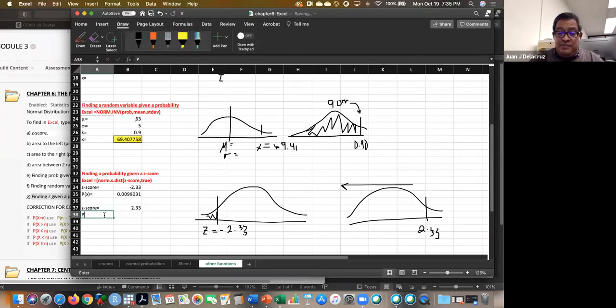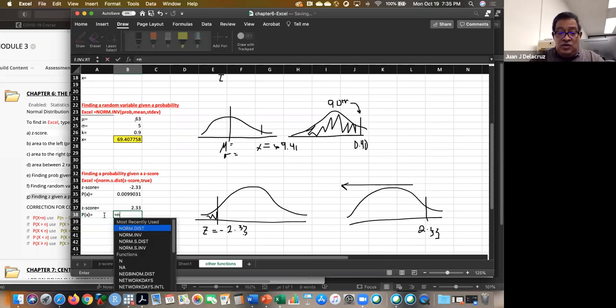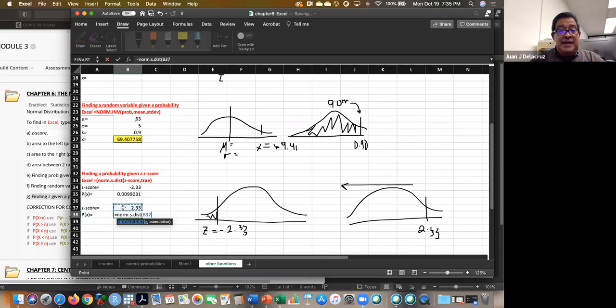So I'm going to look at the area under the curve, which is going to be equal to norm.s.dist, and then the value of my C score, and then true, right? So the area under the curve here is going to be 99%, right? So of course, if I'm looking for the area to the right of the C score, it's going to be 1 minus this value, okay? So I hope this is clear.